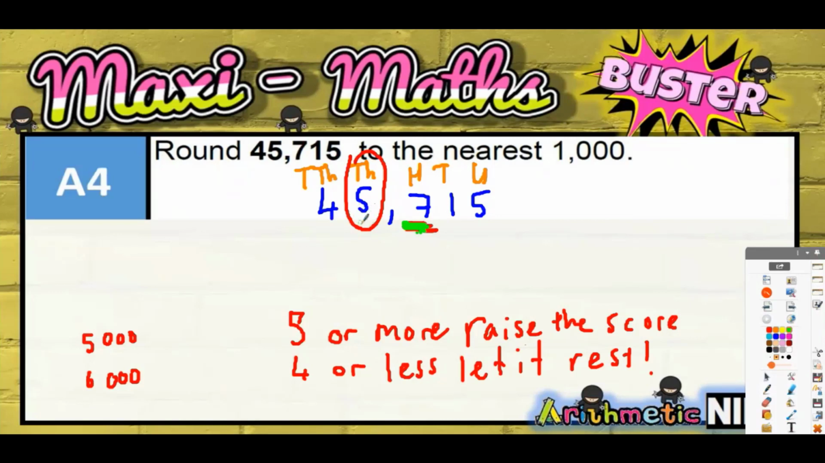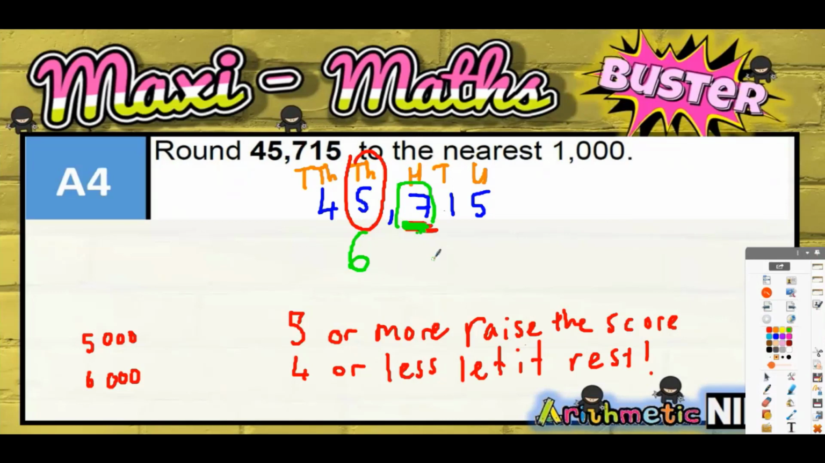So there's only 2 things that can happen to this thousand digit. It's either going to rest on a 5 or raise up to a 6. So because this 7 is 5 or more, it's more than 5, then it raises the score on the 5 to a 6. And it's because 700 makes this 5,000 closer to 6,000 than 5,000. So 5 or more raises the score, so the 5 raises up to a 6.